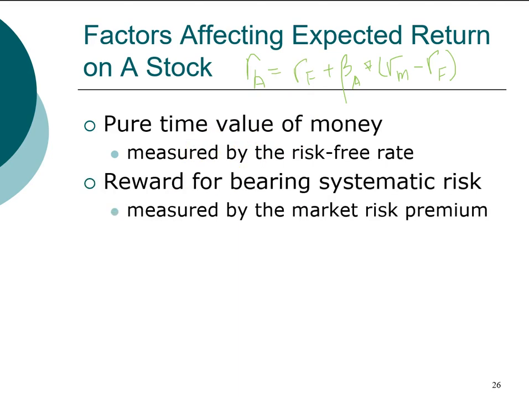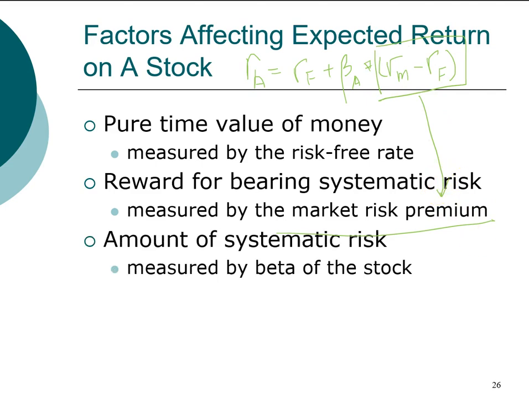And then the second is the reward for taking risk. And the reward for taking risk is the market risk premium. So it's this entire factor here. And then the last component is the amount of risk. The amount of risk is measured by the beta of the stock. So here are the three factors that affect the return on the stock.